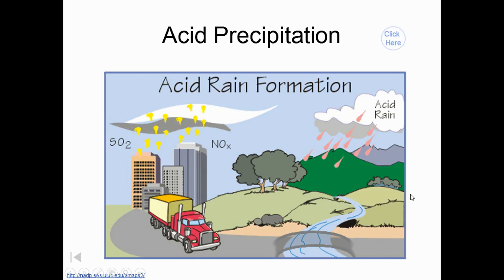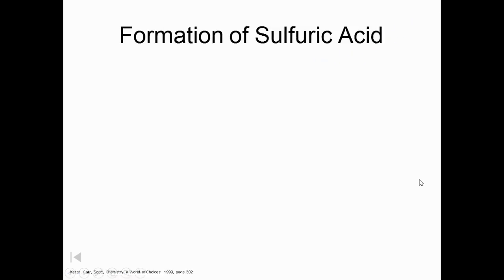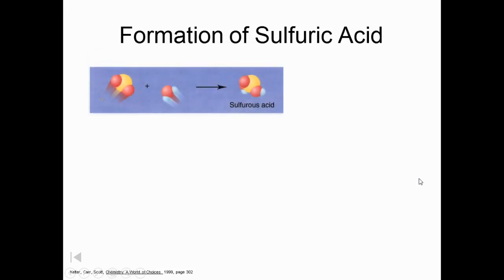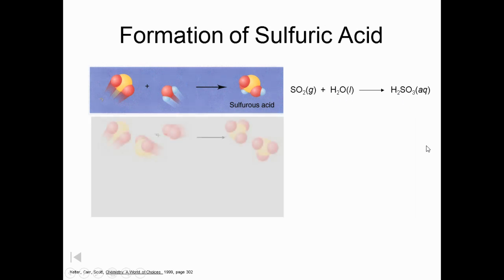All right, let's keep on moving here. Let's talk about how this acid rain might occur. Here we have an S, that's the yellow, and O2, the two reds, so a sulfur dioxide molecule colliding with water, H2O, and when they get together, it makes sulfurous acid. So here's the reaction that's occurring in the atmosphere: sulfur dioxide gas plus liquid water turns into sulfurous acid.